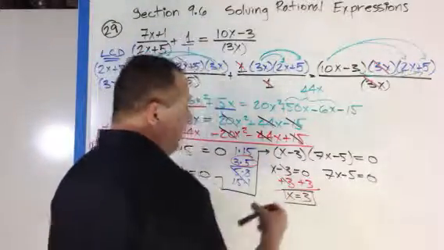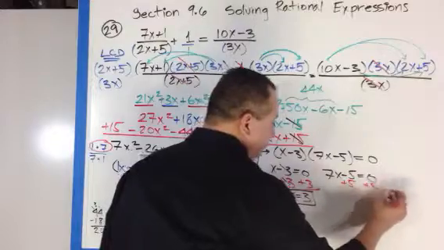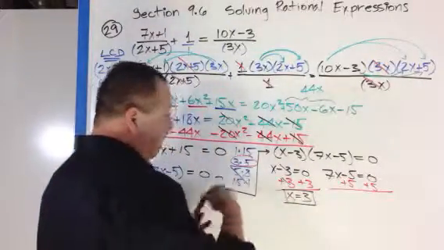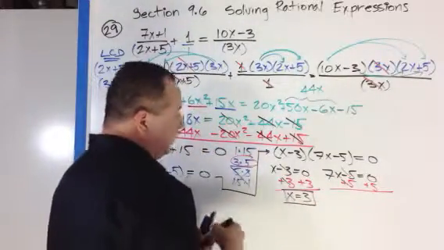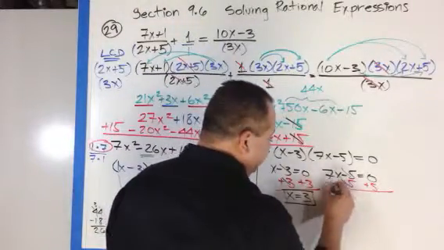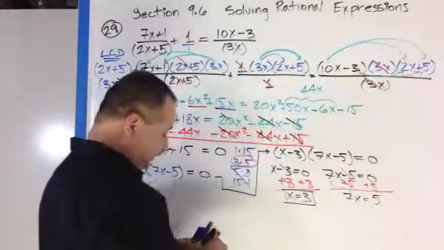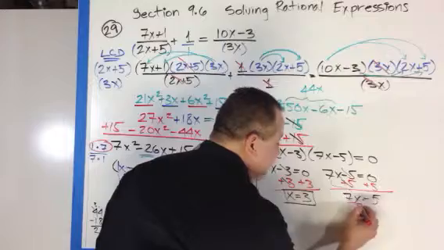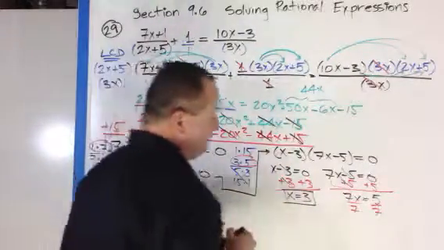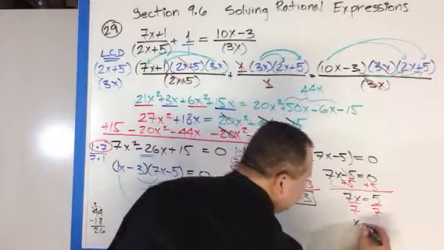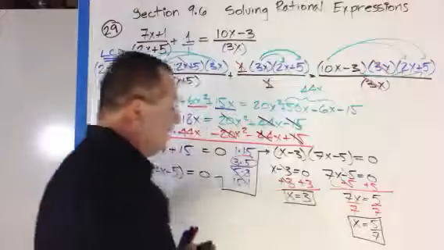Next one. I'm going to add 5 to both sides. And after I add 5 to both sides, of course, these are gone. So now I'm going to bring down the 7x. I end up with 7x is equal to 5. Divide both sides by 7. And I am trying to hurry up here because I will run out of tape. X is equal to 5 over 7. And there it is.